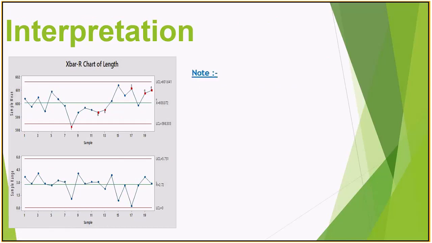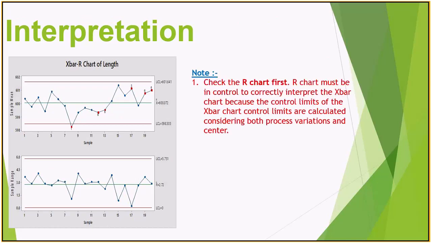So while interpreting, you have to note 2 very important points, which I already showed you in the X bar S video, and now the same thing I am reiterating for the X bar R chart. Whenever you are interpreting an X bar R chart, the first thing you have to see is your range chart, because the range chart should be in control to correctly interpret your X bar chart. The reason is, the control limits for the X bar chart are derived from your R bar, correct, if you see the formula.